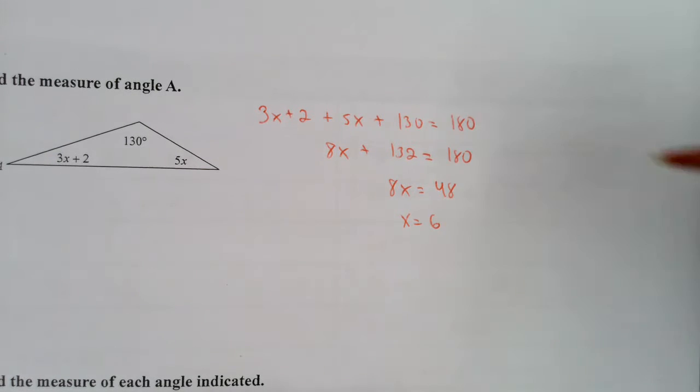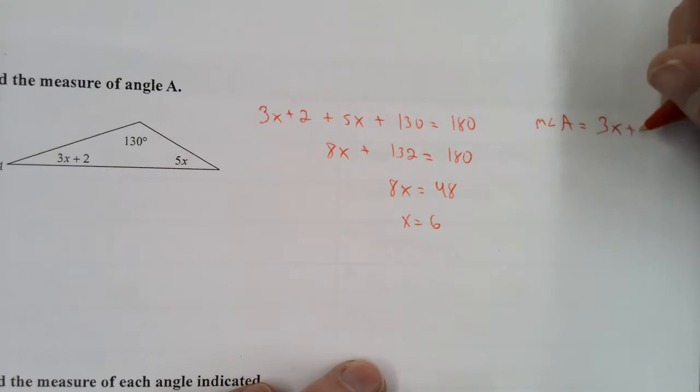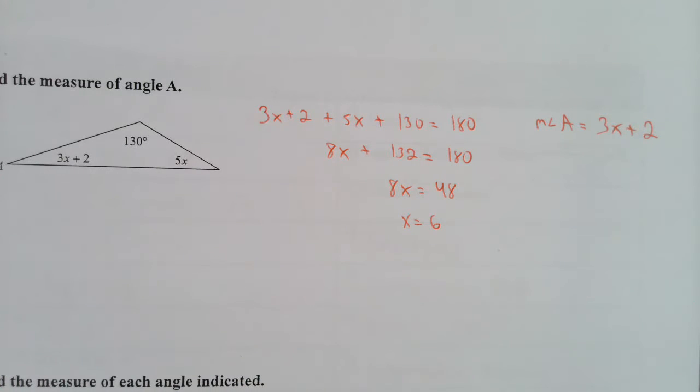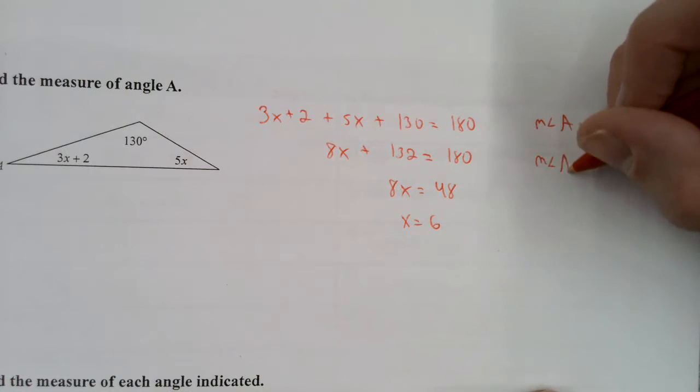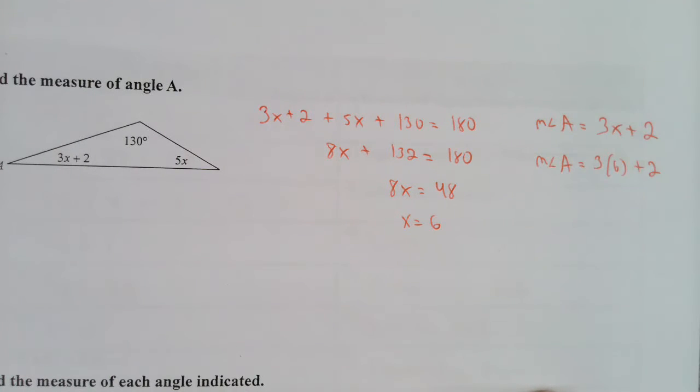And now we can find the measure of angle A, because we know the measure of angle A in the diagram equals 3x plus 2. And we just got that x is 6. So 3 times 6 plus 2. So 20 degrees.